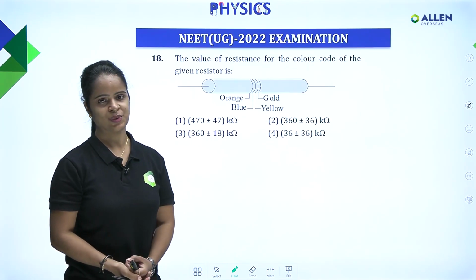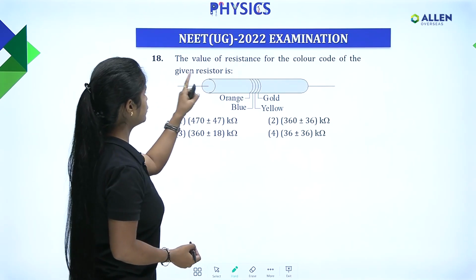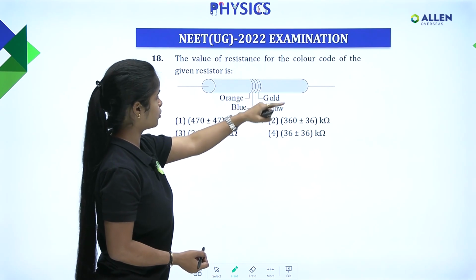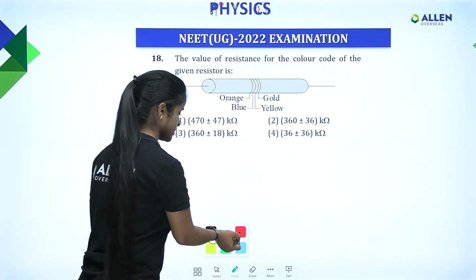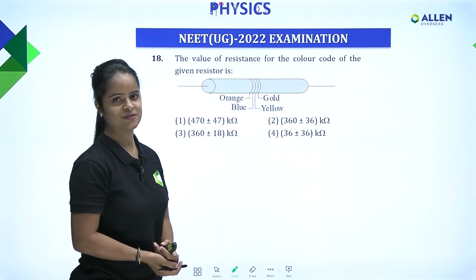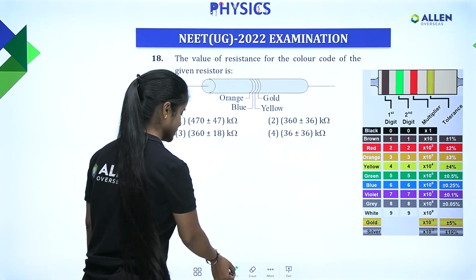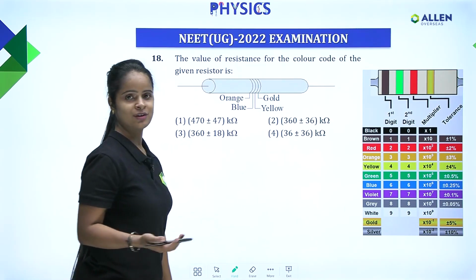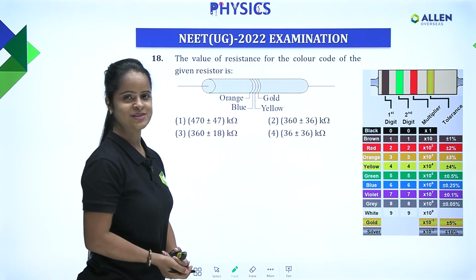Now here is question number 18. Let's read what is written here. The value of resistance for the color code of the given resistor is. This is a direct question that you can solve by using a table given in our module also. So here is the table. Like you have already heard, B.B. Roy, Great Britain has very good wife, right? So here we are going to use the same.